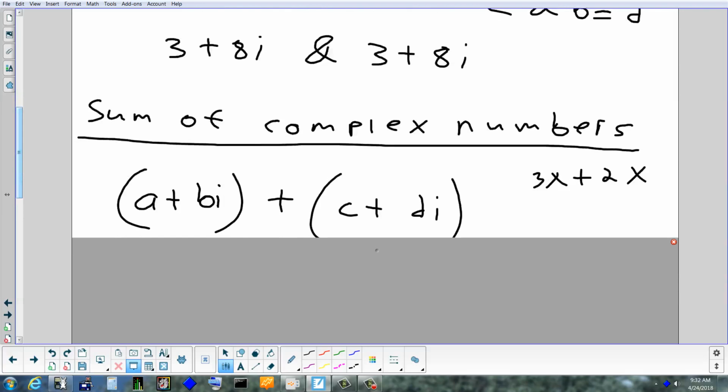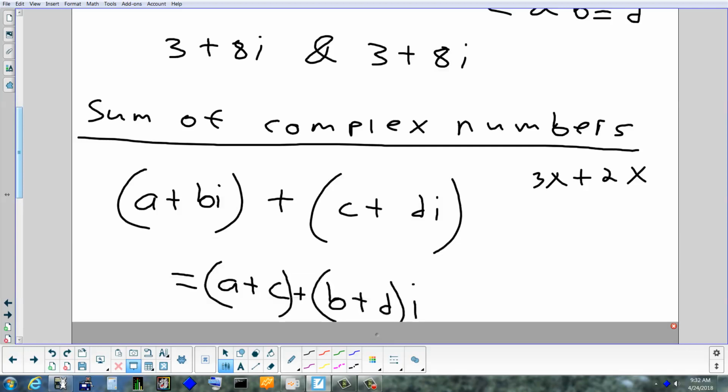So looking at this one, Brianna, what's the real part of my first number? A. And what's the real part of my second number? C. So you are allowed to combine the A and the C. So you do that first. Add the A and the C. And then you look at the imaginary part of the first number, B, imaginary part of the second number, D, and you are allowed to combine B and D. And you've got to make sure you put an I next to it when you combine B and D, so the person understands that that was the imaginary part. And it still is.